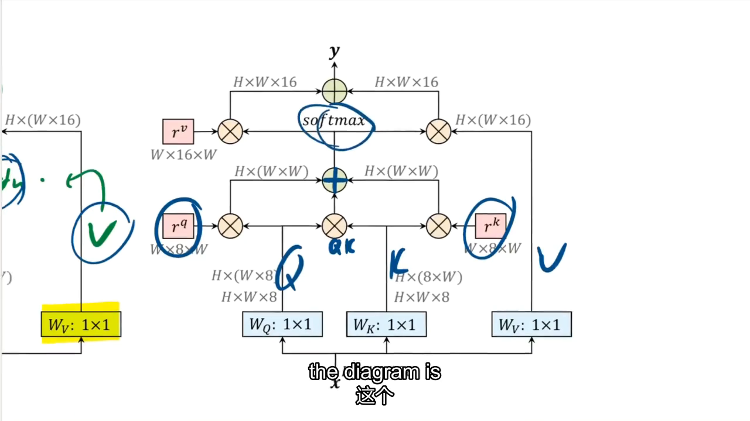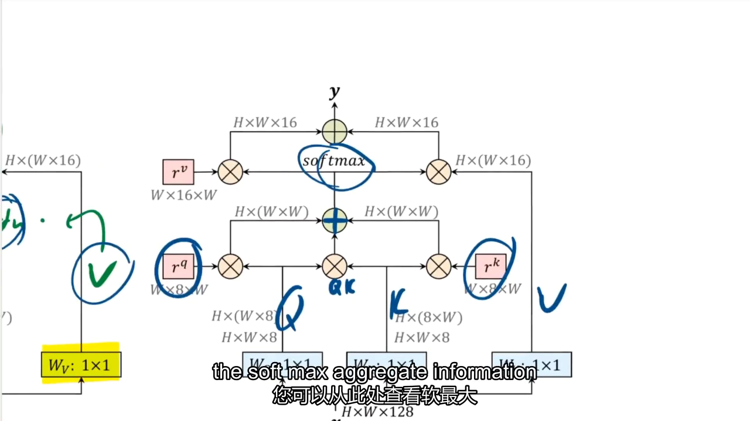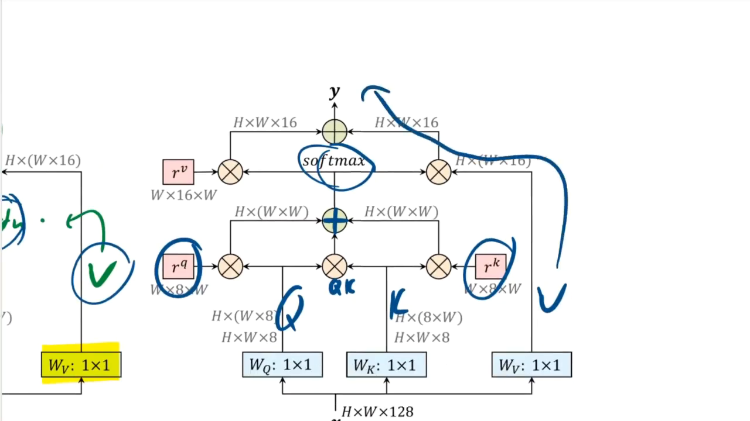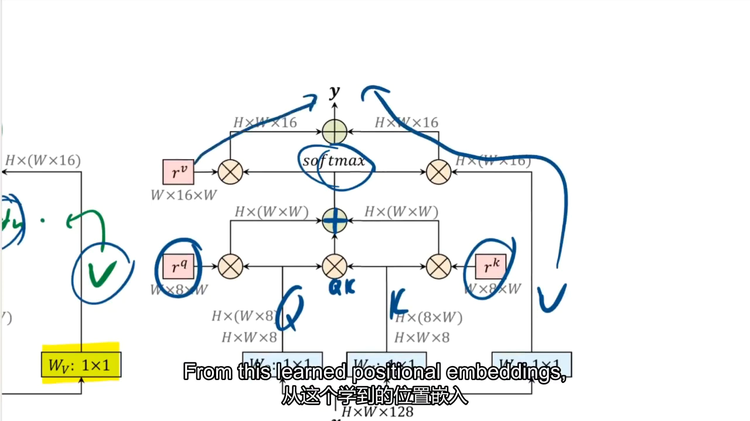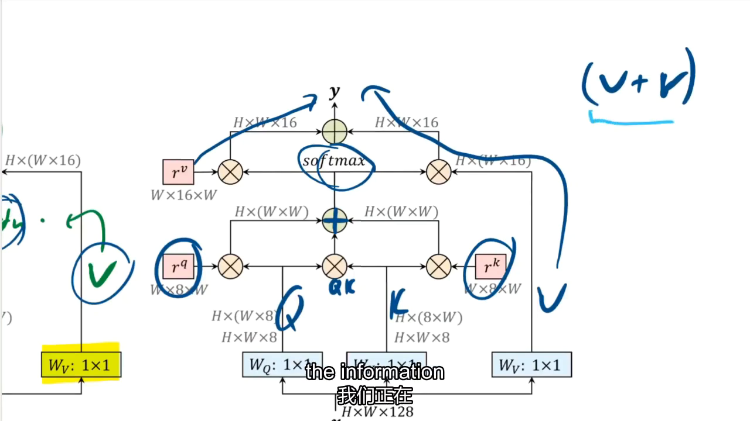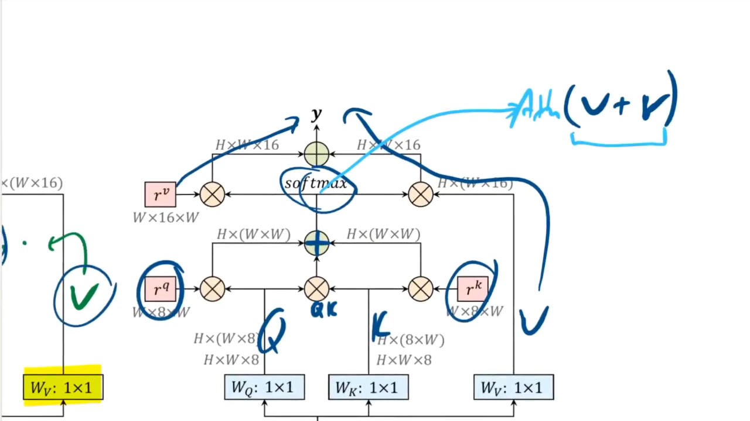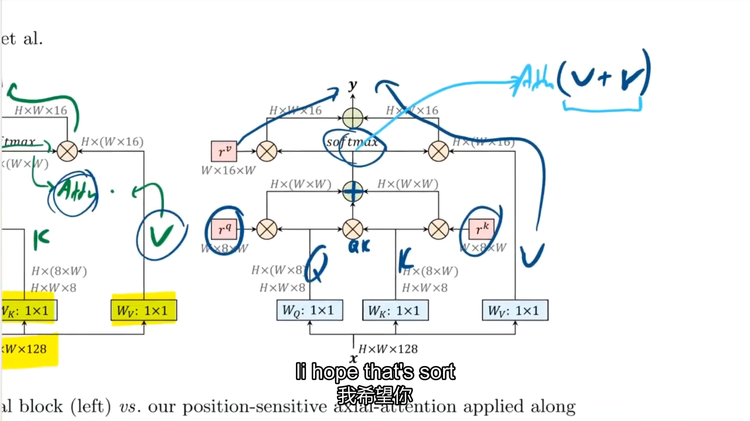Okay, and now the diagram is a little bit complicated. Now you can see the softmax aggregates information from here and from these learned positional embeddings. I would rather they would just use it like they did in the formula, do V plus R and say that's going to be the information that we are aggregating, and the output of the softmax is going to be how we aggregate information. This is the attention. All right, I hope that's sort of clear.